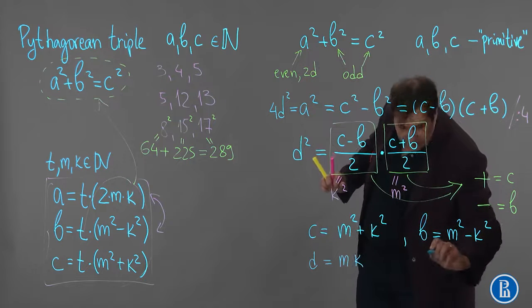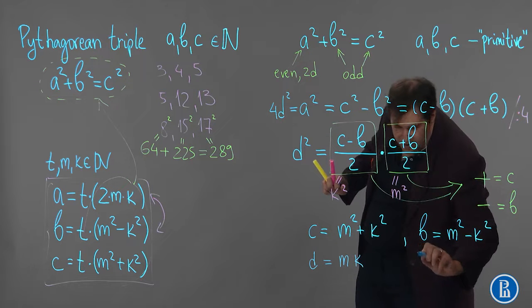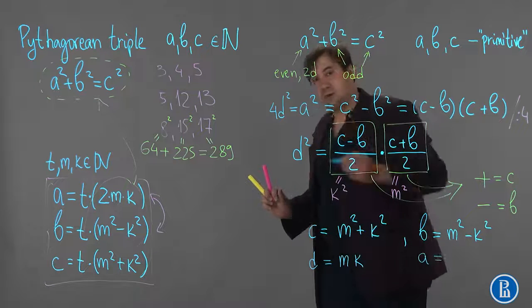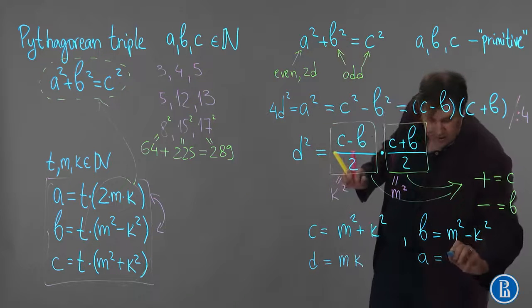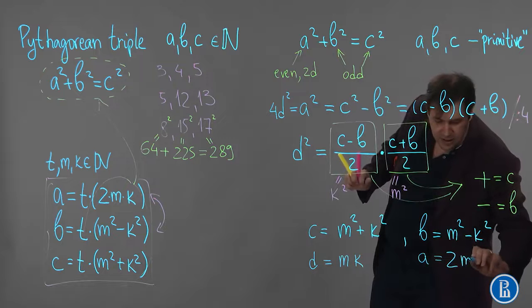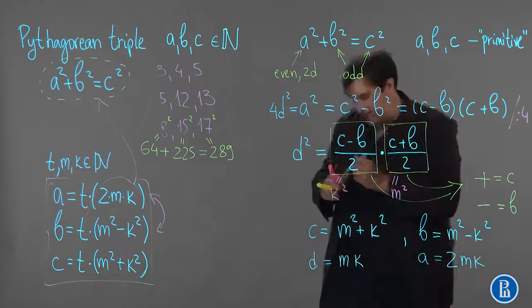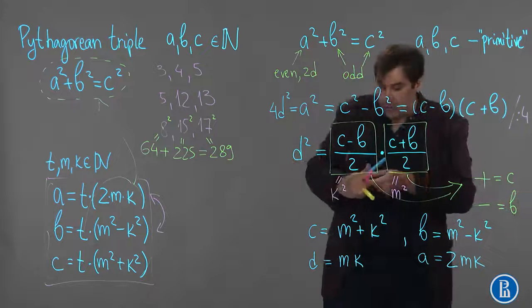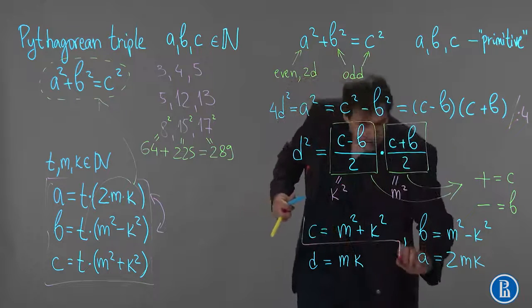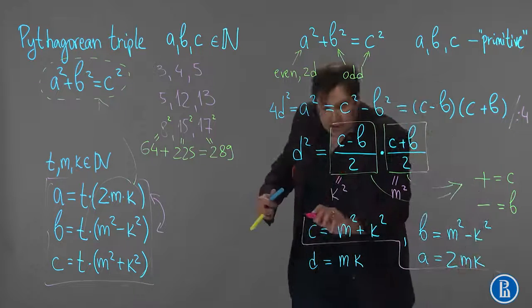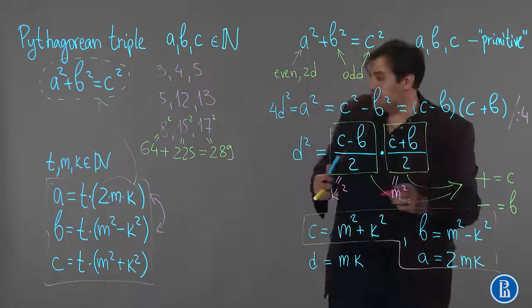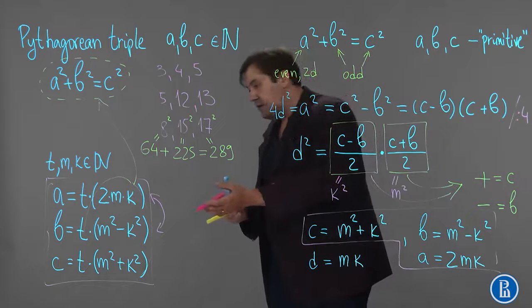And finally, since a is twice d, a is equal to 2 times m times k. So these are the formulas we wanted to gain. Now we see that indeed every Pythagorean triple can be represented using these formulas. But wait a second.